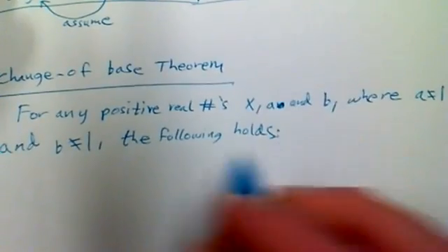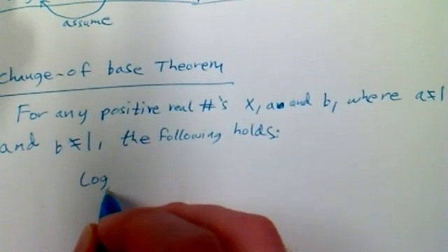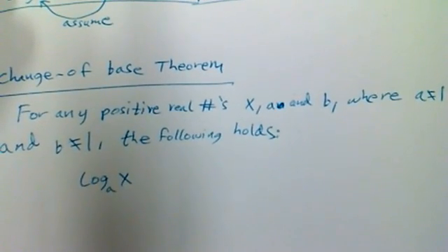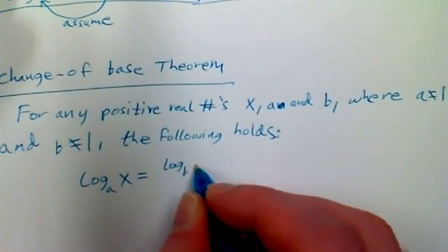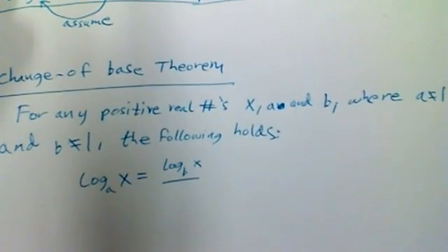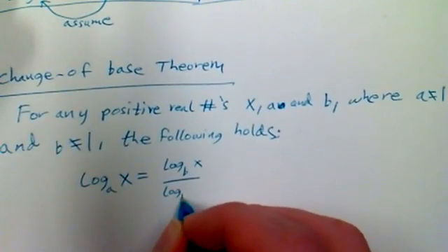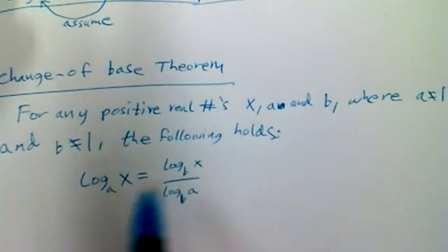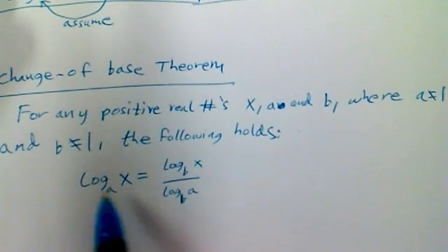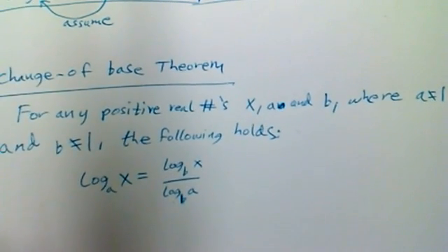Okay. What this says is that log base a of x is equal to log base b of x over log base b of a. Okay, so notice I was able to change this logarithm from base a to base b, and then just do log base b of x over log base b of the old base. Okay, so why is this useful?